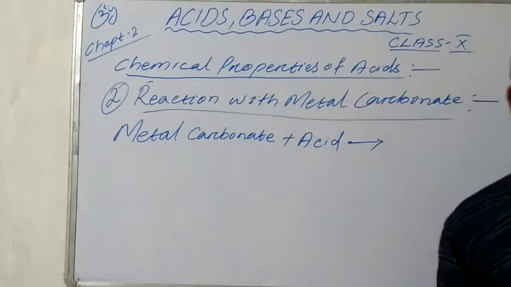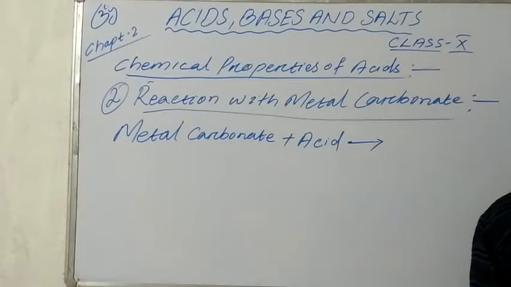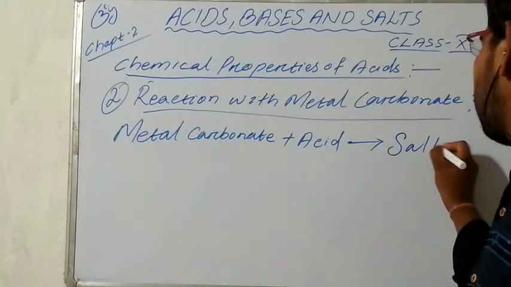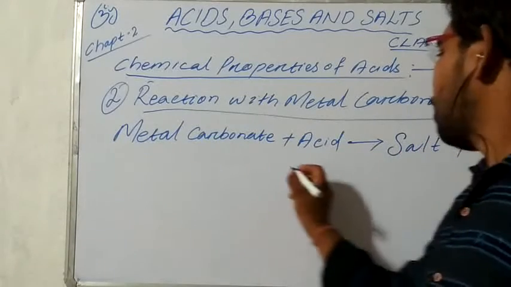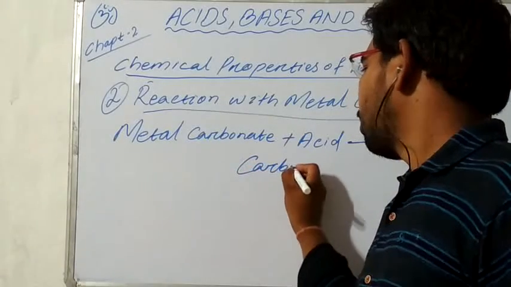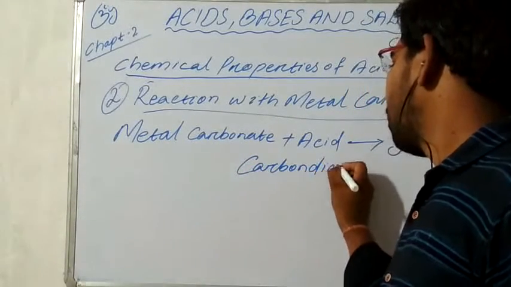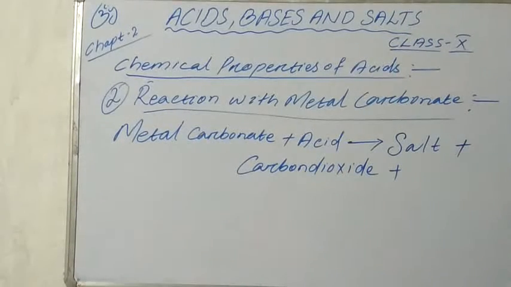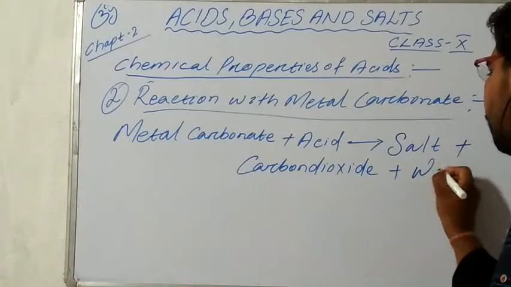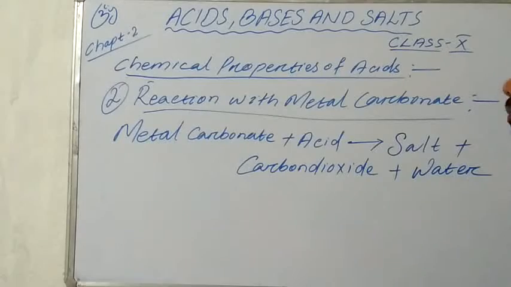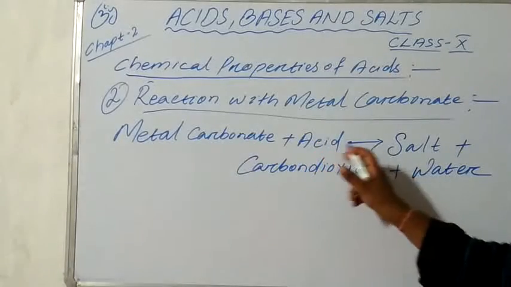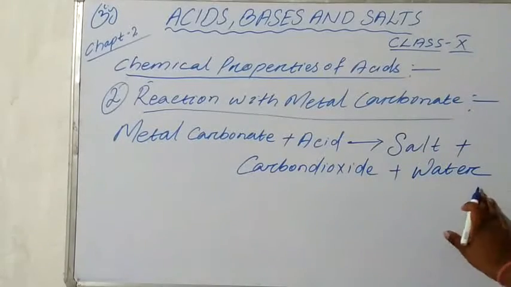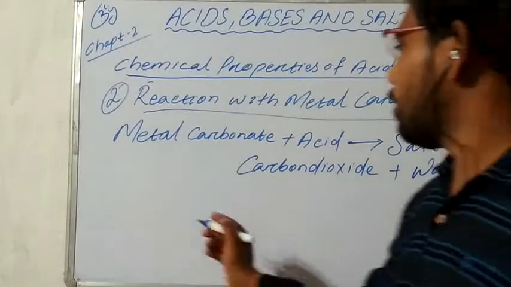What are formed on the product side when a metal carbonate reacts with acids? On the product side, salt plus carbon dioxide plus water are formed. When metal carbonate reacts with acids, it forms salt, carbon dioxide and water. We are taking some examples of this.